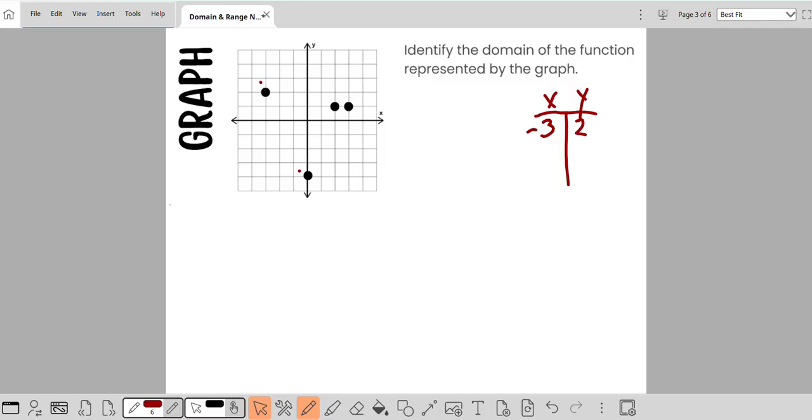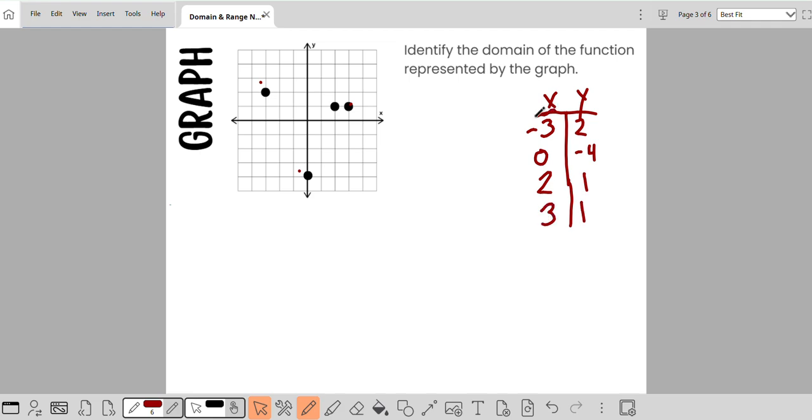Now let's go down here to this one. Its x is a 0 and its y is -4. Then let's go over here to this one. That is 2, 1. Let me make our chart a little bit longer. And then this last point here is 3, 1.